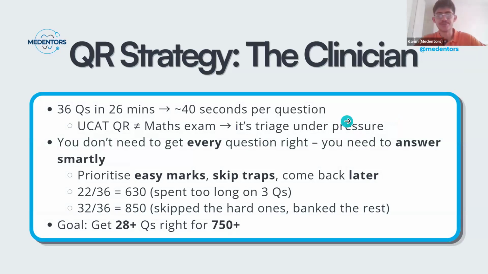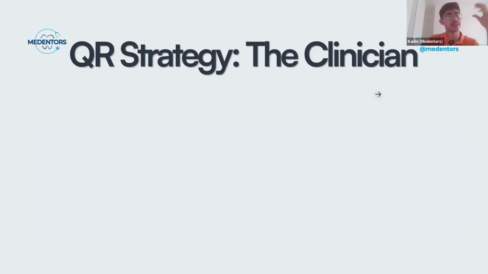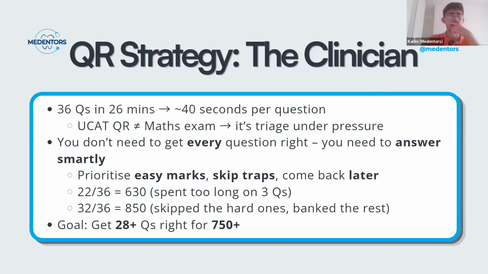So on to QR now. VR is all about scanning. It's all about scanning, choosing a good keyword, and that scan strategy is pretty much all you need. QR is a bit different because it's the maths aspect. So you've got 36 questions in 26 minutes. That gives you around 40 seconds a question.